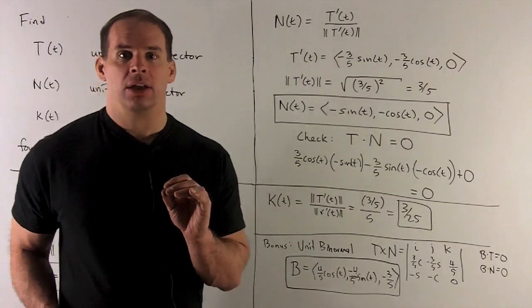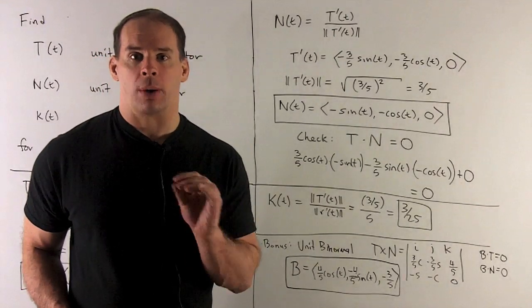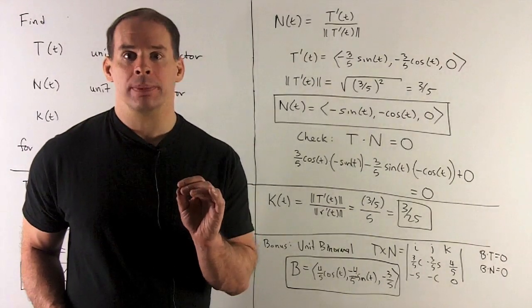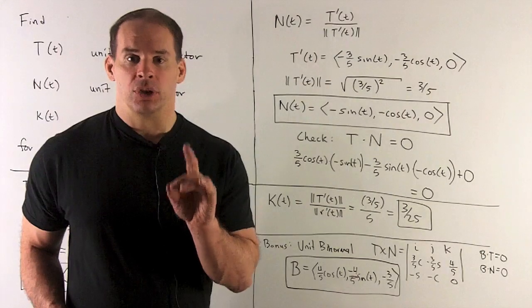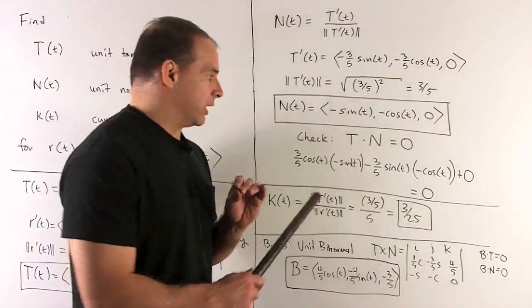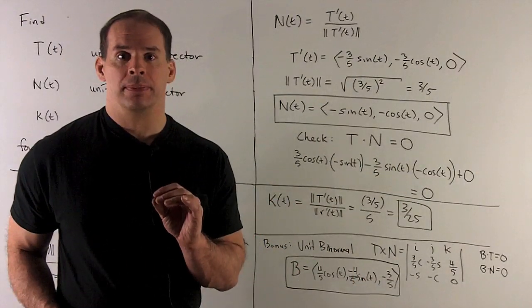The check, so we expect that the unit tangent and the unit normal are perpendicular. So if I take their dot product, we should get 0. So in this case, you multiply through each coordinate, take the sum, and then you see we in fact get 0. So these are perpendicular.